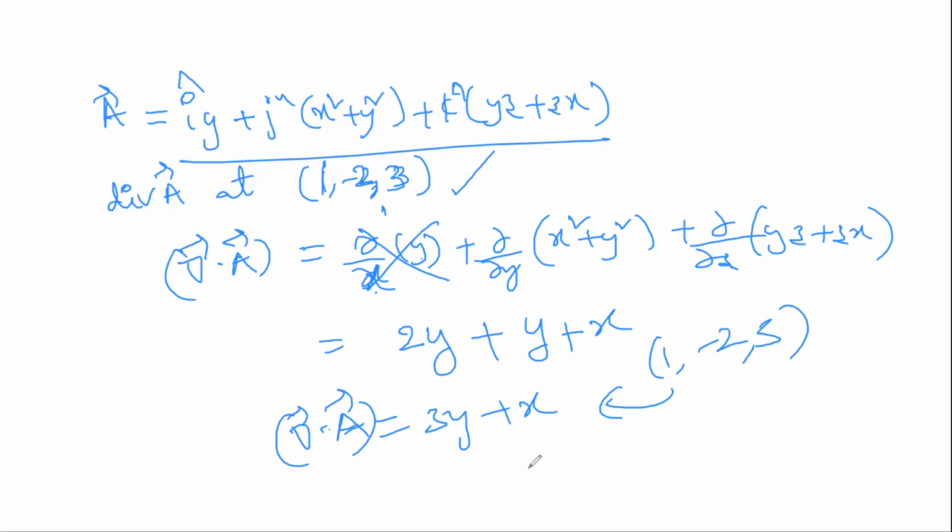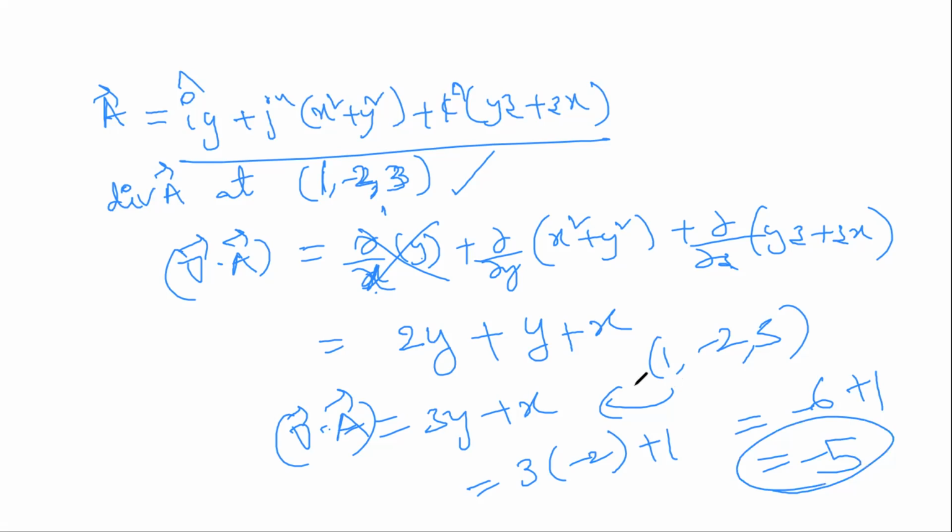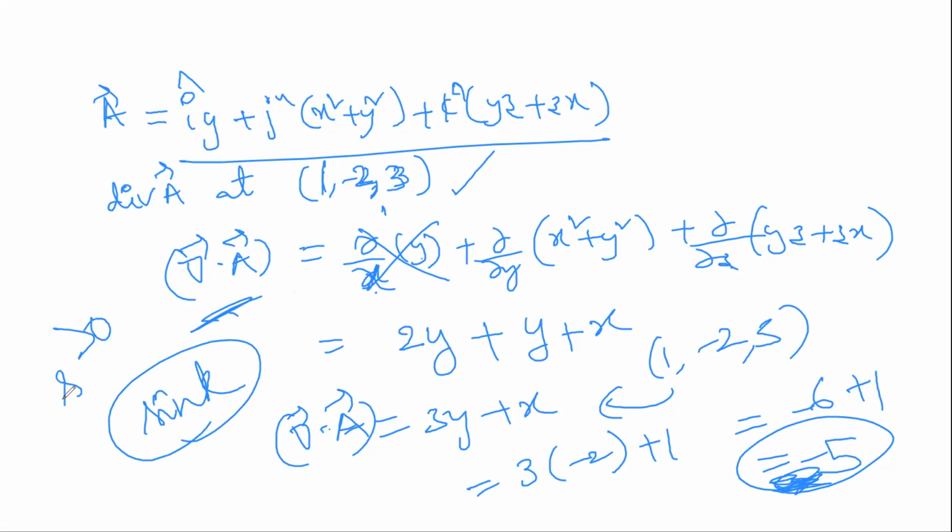So I substitute these values. 3 into minus 2 plus 1, that is minus 6 plus 1, that gives you minus 5. So minus 5 is my divergence. Divergence is negative here, which means it acts as a sink. When divergence is positive, del dot A is greater than 0, it is a source. When divergence is 0, we already discussed, it is an incompressible fluid.